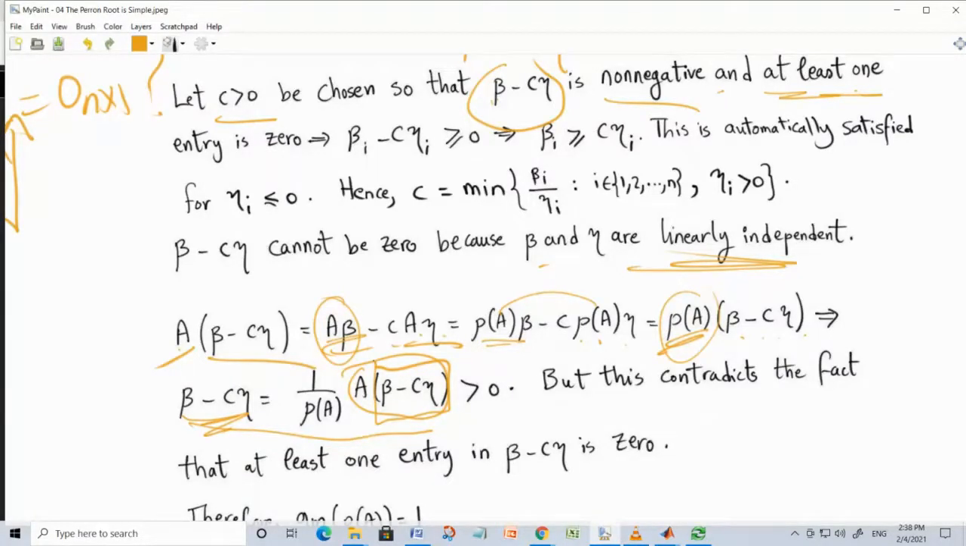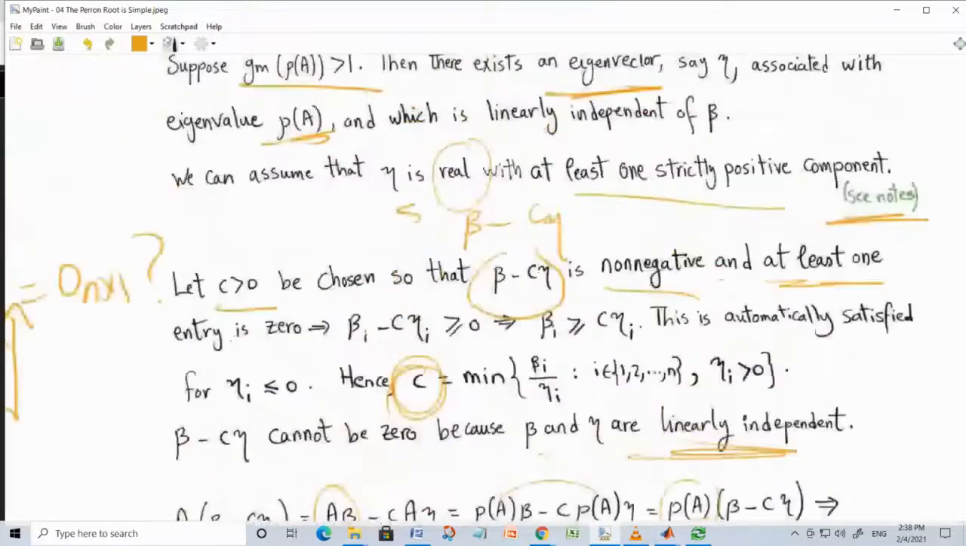A is a strictly positive matrix. A strictly positive matrix multiplied by a non-negative vector with at least one positive component gives you a vector that is strictly positive. You divide by rho of A, you get something that is strictly positive. So beta minus C eta is strictly positive. But by design, we choose a C to have a 0 in that vector. So that's a contradiction.